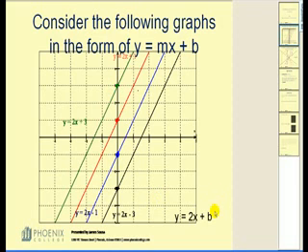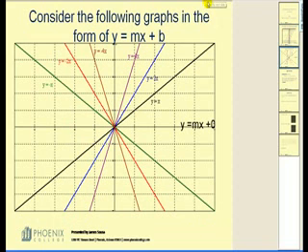Let's now take a look at what happens to the line as we change the value of m. All of these lines are in the form of y equals mx plus 0. So all of them have a y-intercept of 0, so they all pass through the origin, but I've varied the value of m, which represents the slope. I'd like to take a look at the black, blue, and purple line first.